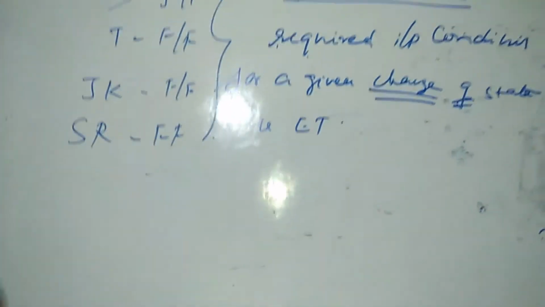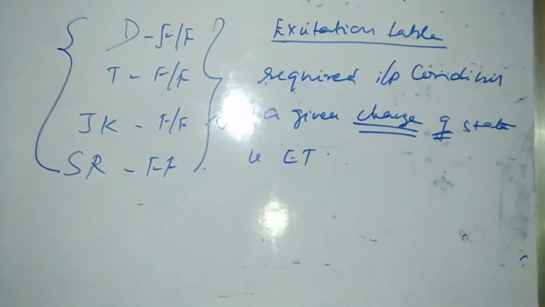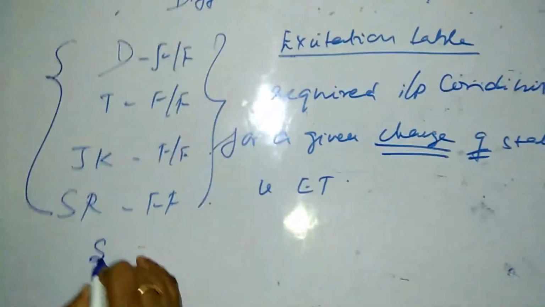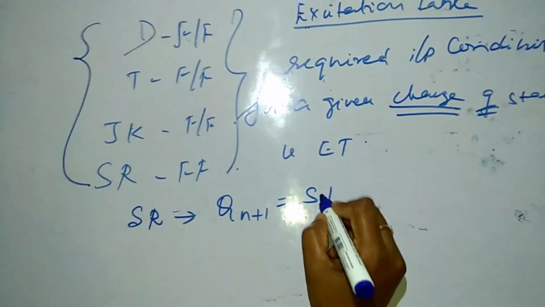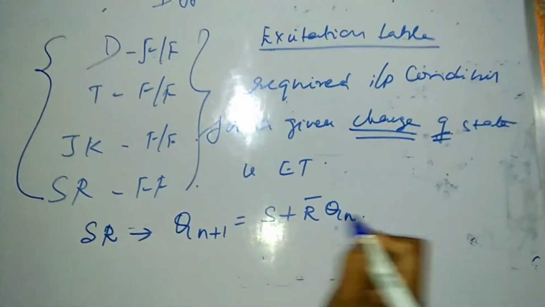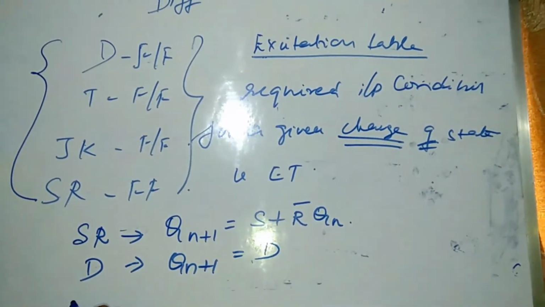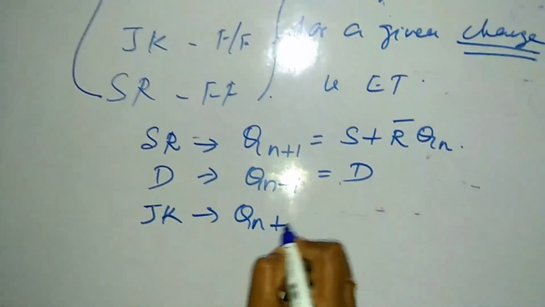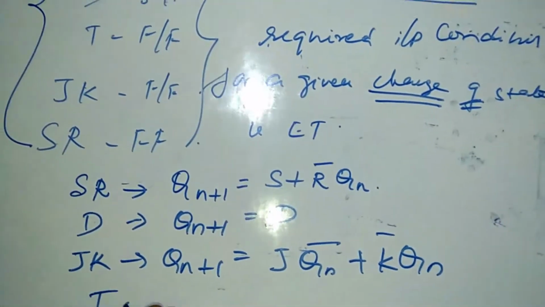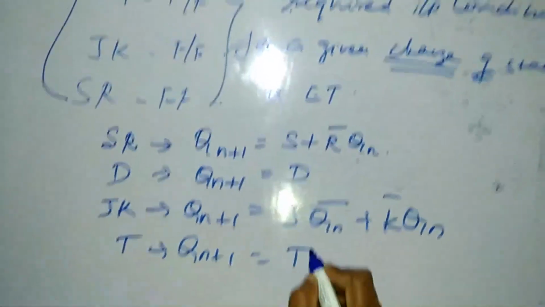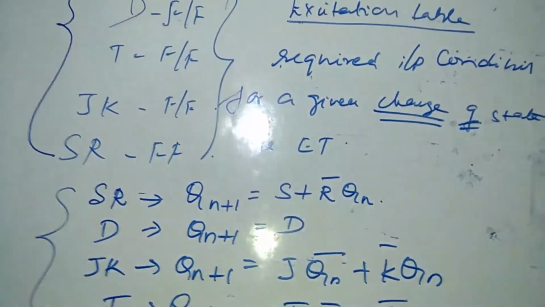And dear students, you have something called the characteristic equation for all the flip-flops. If you just know the characteristic equation, it is enough. So I'll quickly write them down for you all. For SR flip-flop, it is Qn plus 1 is equal to S plus R bar Qn. For D flip-flop, it is Qn plus 1 is equal to D. For JK flip-flop, it is Qn plus 1 is equal to J Qn bar plus K bar Qn. And for T flip-flop, it is Qn plus 1 is equal to T Qn bar plus T bar Qn. So these are the characteristic equations of all the flip-flops.